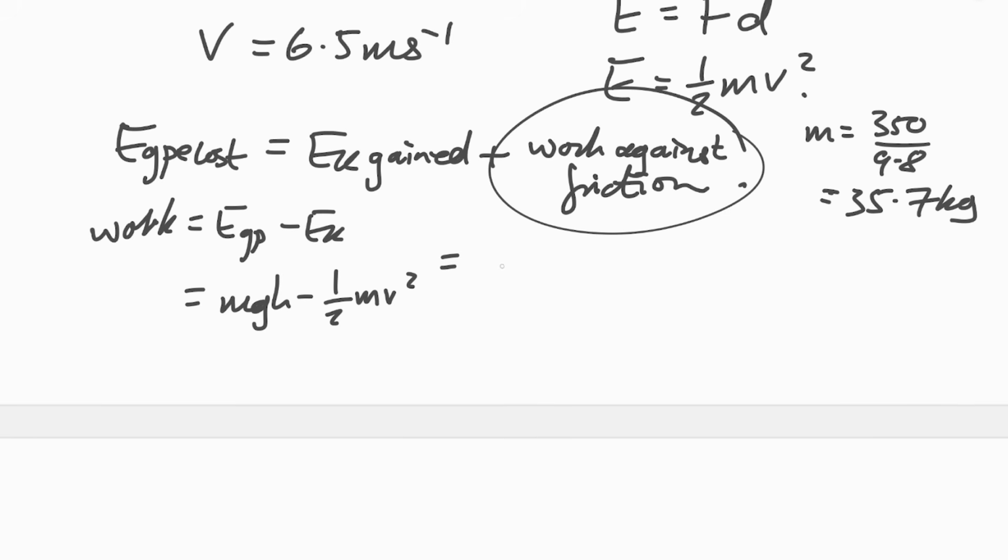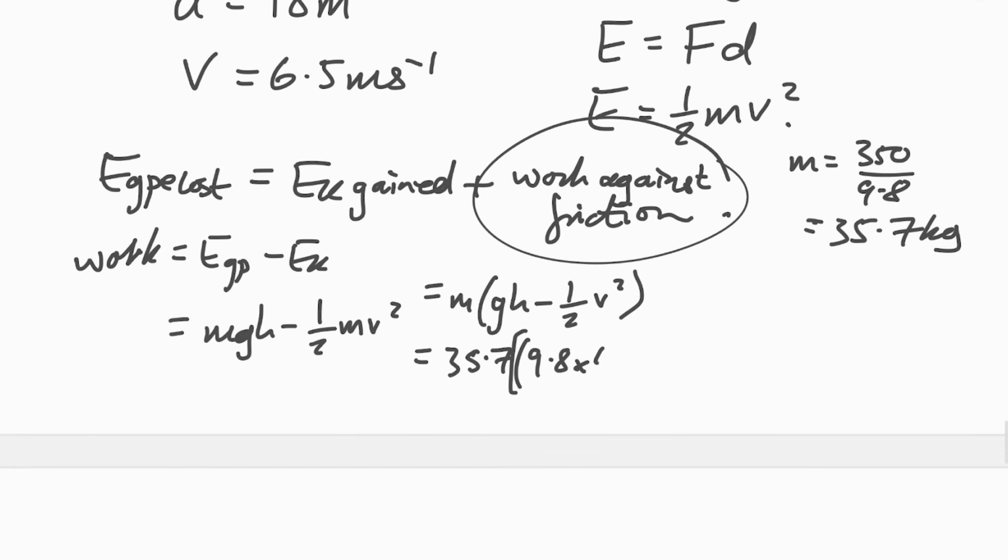Okay, I can factorize this. So I can say that's mgh minus half v squared. 35.7 times 9.8 times, what was the change in height? 4.5 minus half 6.5 squared. I'm going to do the middle bit first, so 9.8 times 4.5, take away 0.5 times 6.5 squared, and then that's times 35.7.